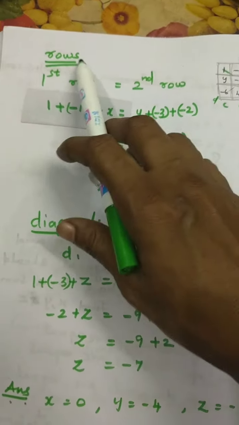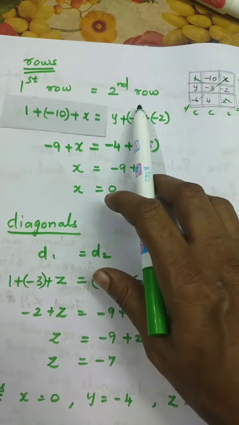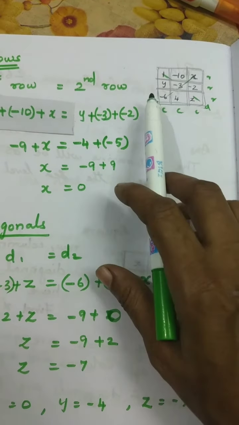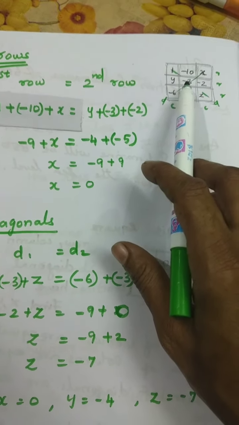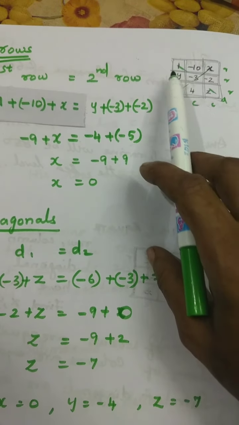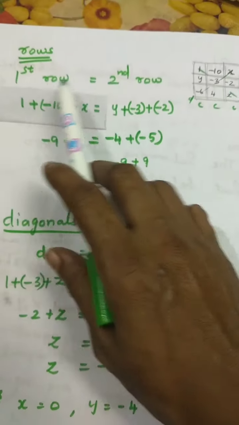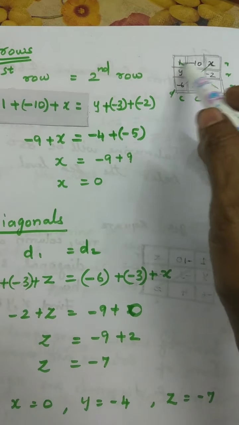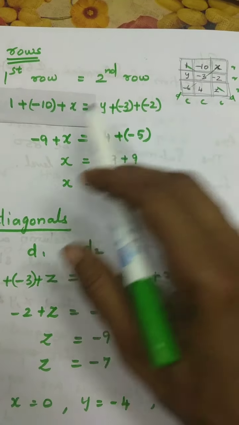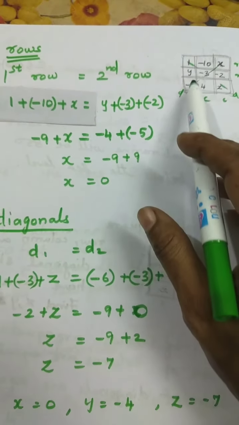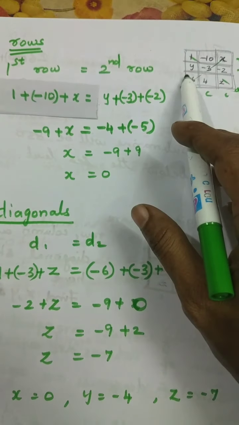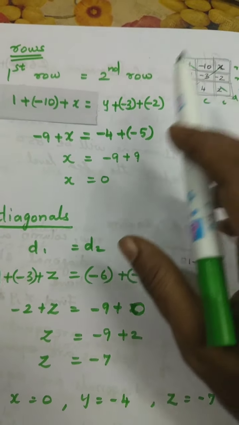Now rows. First row is equal to second row. So again I have drawn the magic square here because we cannot see the back side again and again. Now I have written here: first row is equal to second row. This is a row, isn't it? First row is 1 plus minus 10 plus x. Then second row is y plus minus 3 plus minus 2.